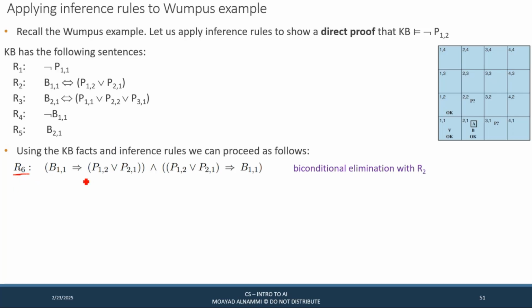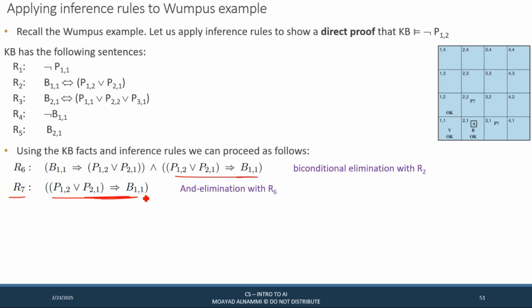I'll call it R6, and I'm going to do biconditional elimination of R2. This is one inference rule I could apply, right? So I break this into two implications. From this, I can also use simplification. If you remember alpha and beta, I can infer both that alpha is true and beta is true, right? So from and elimination, I can infer that this sentence is true.